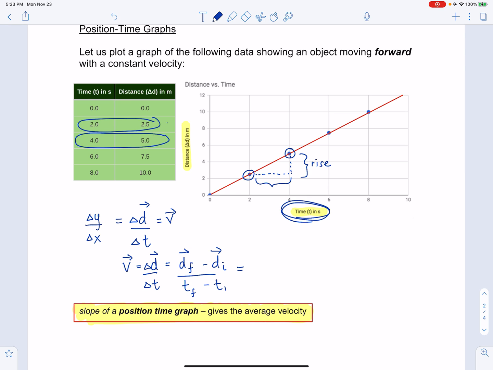So this is the initial. These 2 points here, we have distance and time. This is our y-axis, this is our x-axis, and this here is our final. So our final position is 5 meters forward minus our initial position was 2.5 meters forward divided by our initial time was 2 seconds, our final time was 4 seconds.